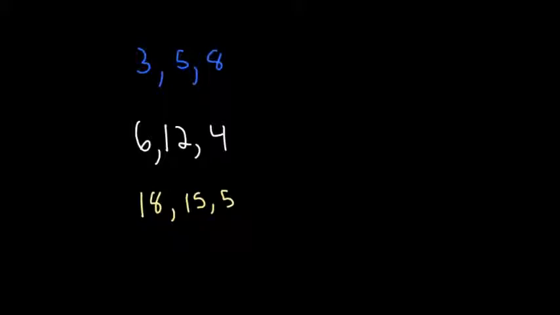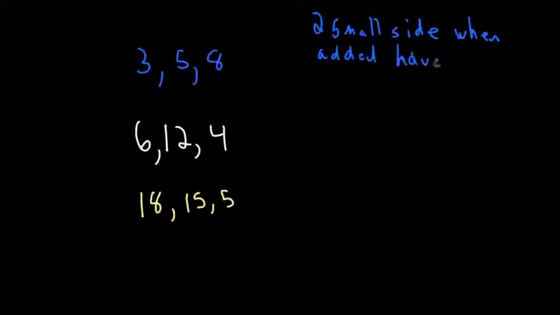Alright, one more property of triangles. And that property is, can three lines actually make a triangle? And the rule to that is the two small sides, when added, have to be greater than the longest side.